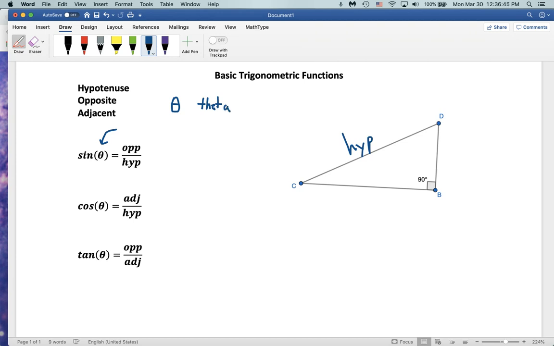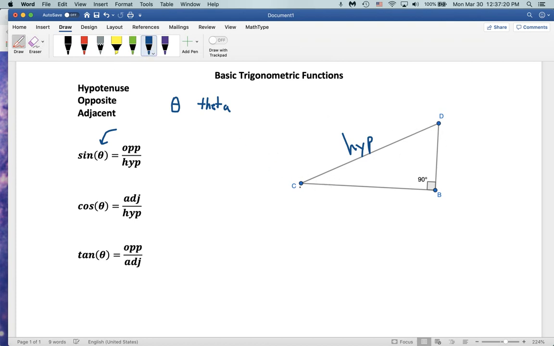Now, when we talk about trig functions, the first thing I want to emphasize is we only take trig functions, at least as of today, of the acute angles in a right triangle. We are not going to take the trig functions of the 90 degrees. It'll always be this angle here, or it will be this angle here. And depending on which one we talk about, it's going to affect which side is the opposite and which side is the adjacent.